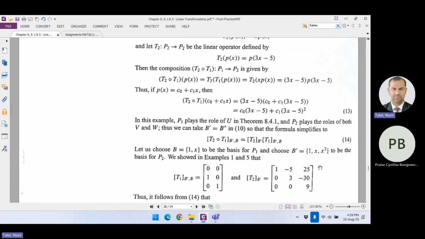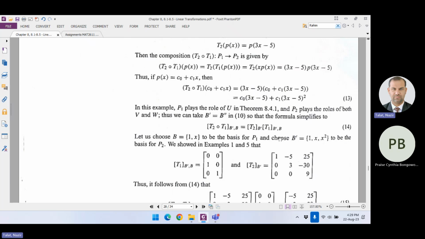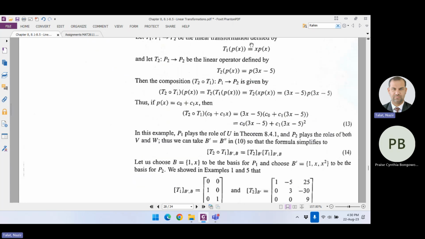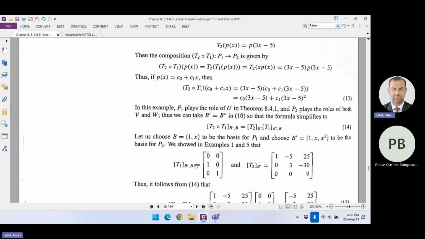Now, if we take the standard basis for P1, which is 1, x, and the standard basis of P2, which is 1, x, x square, then we can take T1 as follows. We know the standard matrix of T1 from B to B prime just takes the multiplication of x with its element. So the coefficients of that will be 0, 1, 0 and 0, 0, 1. This is the same as Example 1 we have seen before.